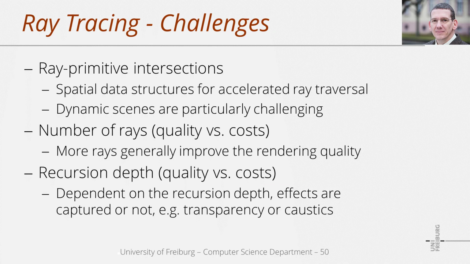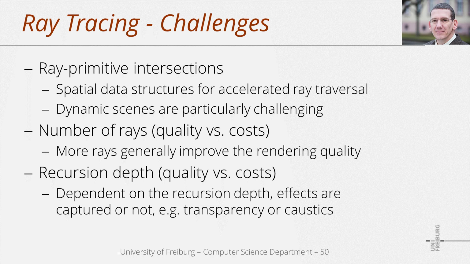From the concepts and from the capabilities, it's rather straightforward to derive the main challenges in an implementation of a ray tracer. The most important aspect is certainly the ray primitive intersection. We typically have complex scenes with larger numbers of primitives, and we also have larger numbers of viewing rays. So even if we would not use recursive ray tracing, the number of ray primitive tests is huge. Therefore, spatial data structures are generally used to accelerate the ray traversal. These data structures can either be bounding volume hierarchies or space subdivision techniques.